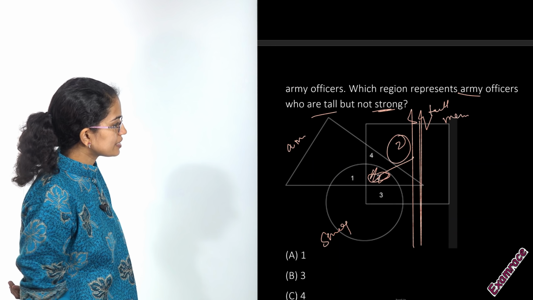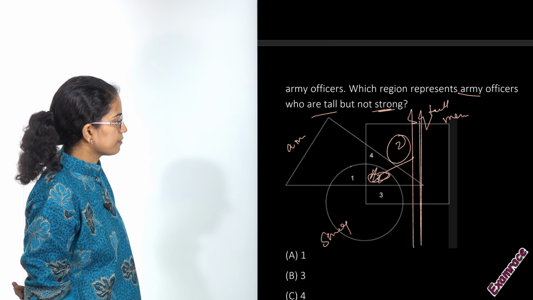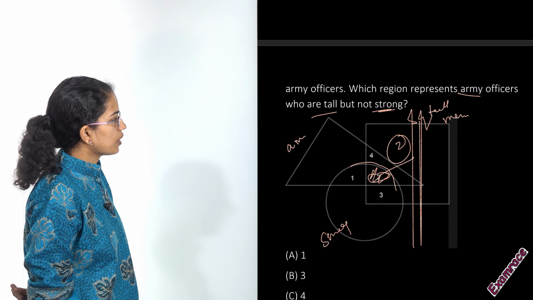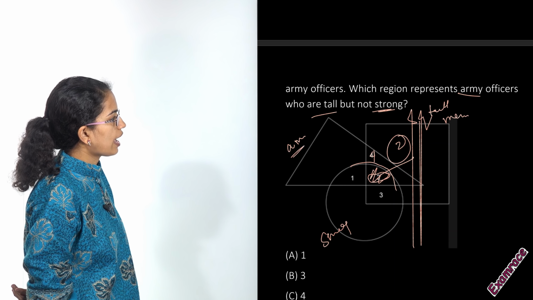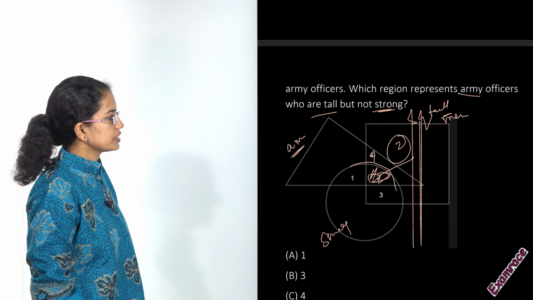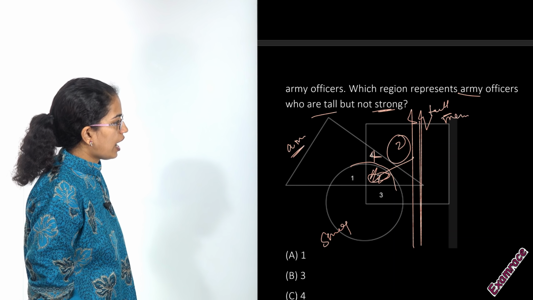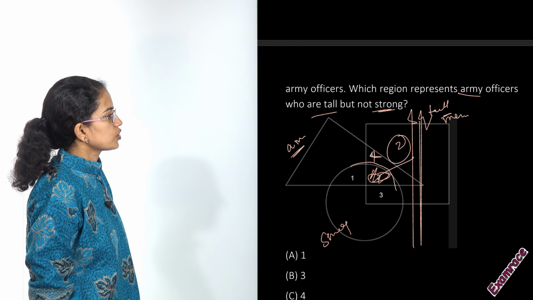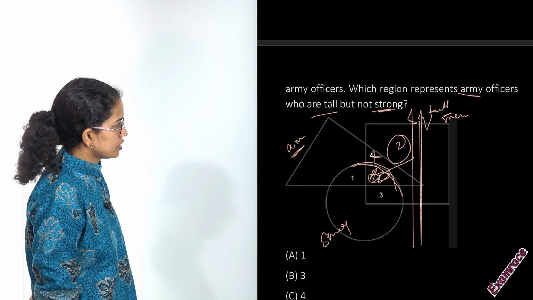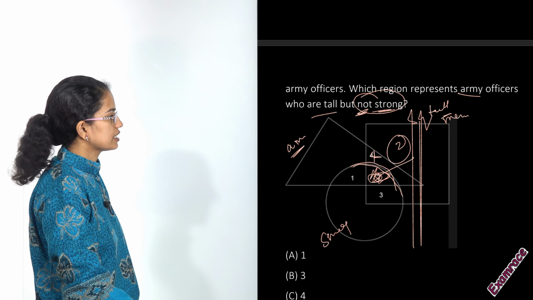2 is the region where you have the people who are strong as well. You need the people who are only army men as well as tall. So you have 4 as the region which are army and tall. If it was 2, it would be army, tall as well as strong, because you have the circle there. The question has not strong, so 4 would be the correct option.